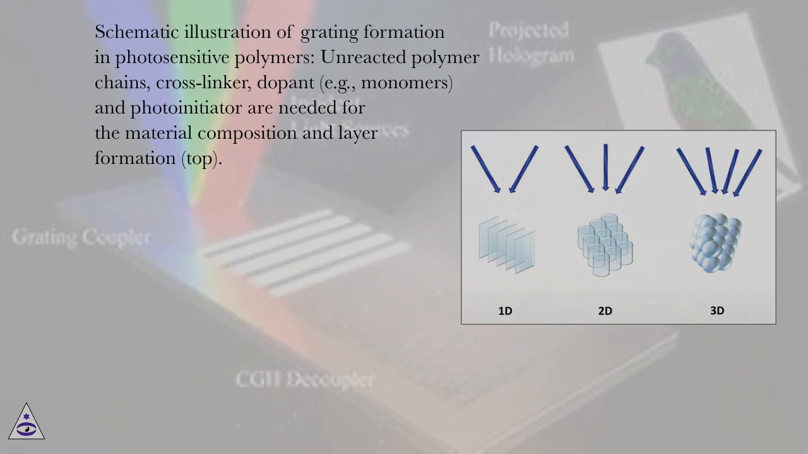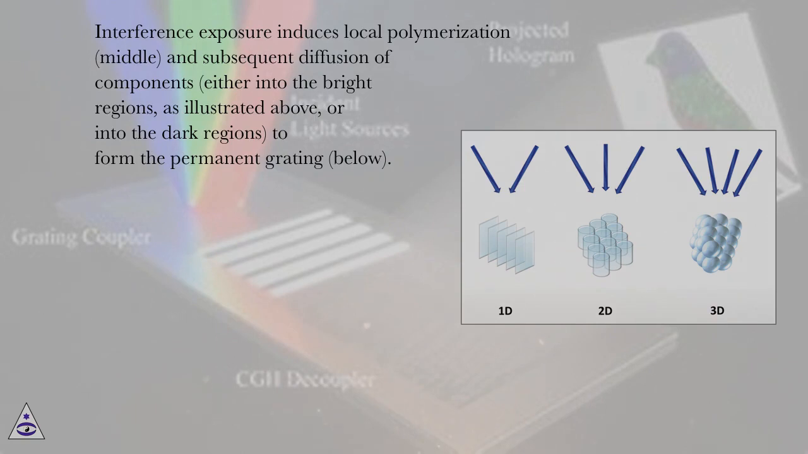Schematic illustration of grating formation in photosensitive polymers. Unreacted polymer chains, cross-linker, dopant, for example monomers, and photoinitiator are needed for the material composition and layer formation, top. Interference exposure induces local polymerization, middle, and subsequent diffusion of components, either into the bright regions, as illustrated above, or into the dark regions, to form the permanent grating, below.